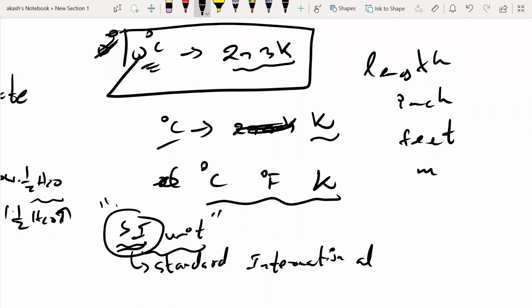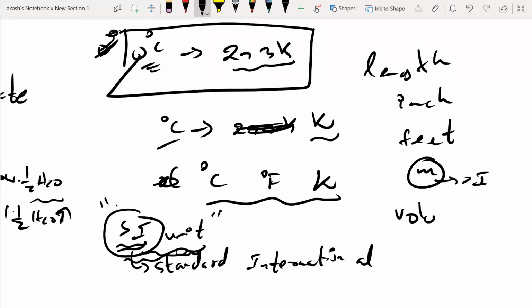So just to avoid all these confusions, internationally we use one common unit for each physical quantity. That particular unit for a particular quantity is what is called a standard international unit, used universally throughout the world. For length, the SI unit is meter.